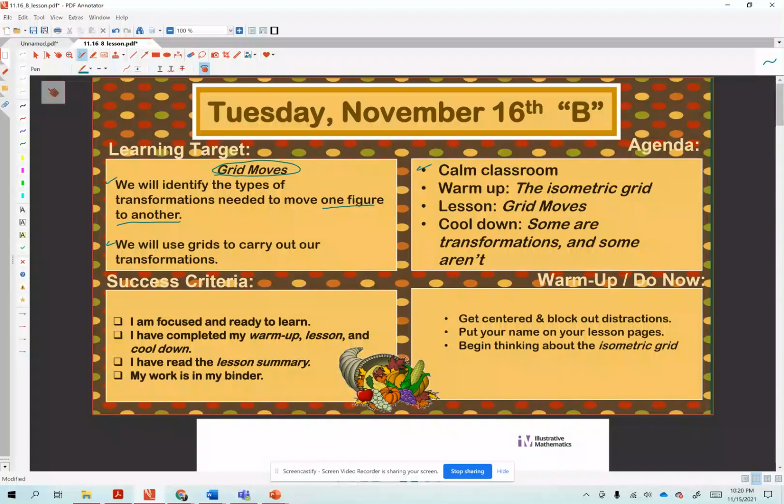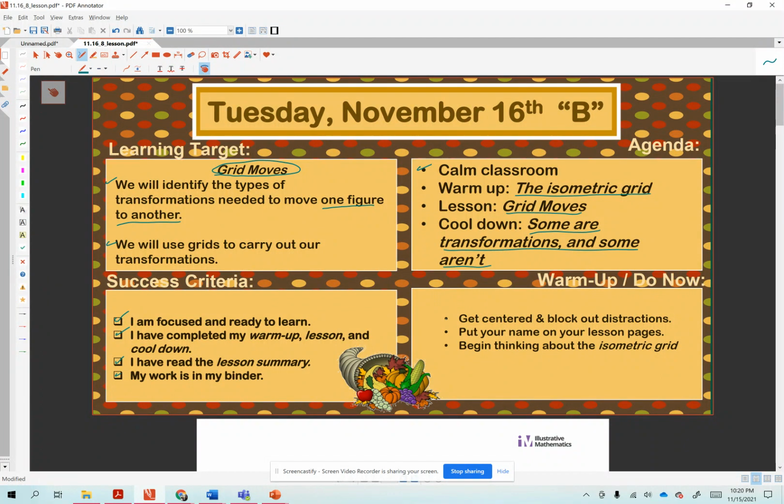So I hope you've given yourself a little quiet meditation time. Our warm up will be an activity called the isometric grid, and our lesson will be on grid moves. And then we'll have our cool down, which is called Some Are Transformations and Some Aren't. So make sure you're focused and ready to learn, that you want to complete your warm up, your lesson, and your cool down. You have a lesson summary to read, and let's get your work in your binder.